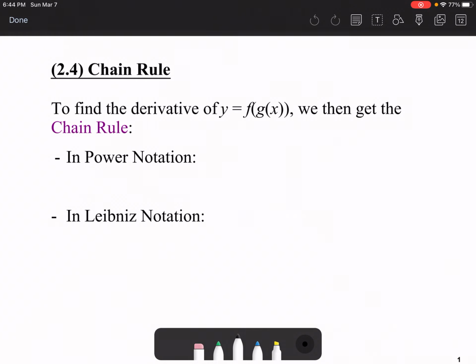Hello and welcome to lesson 2.4, chain rule. Today we're going to find out how to find the derivative of a function that's a composite function.